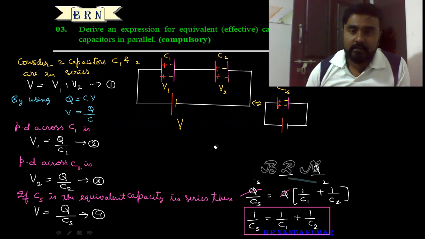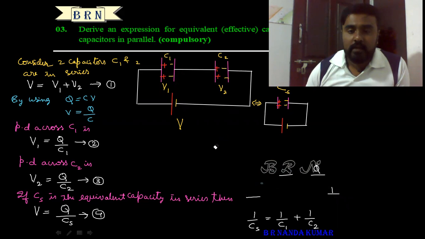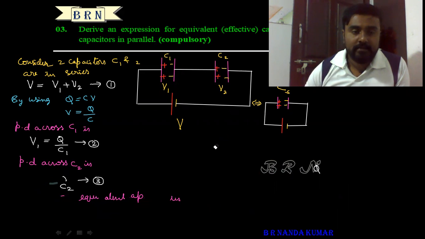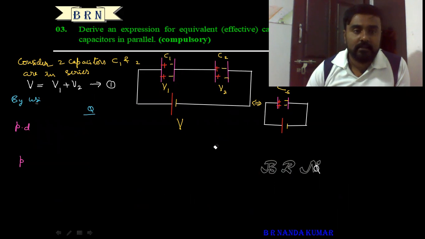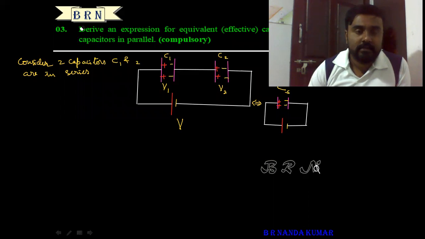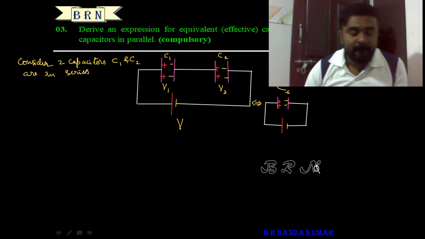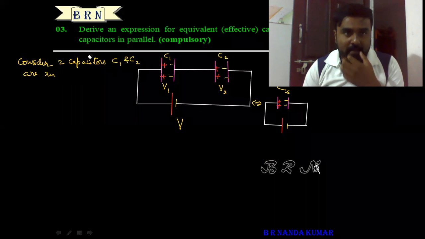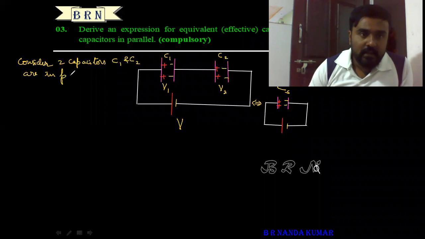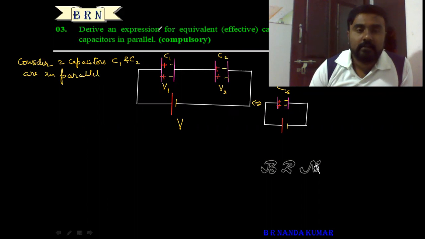The next derivation is the expression for equivalent or effective capacitance when two capacitors are connected in parallel. We consider again two capacitors C1 and C2. Now the capacitors are connected in parallel.